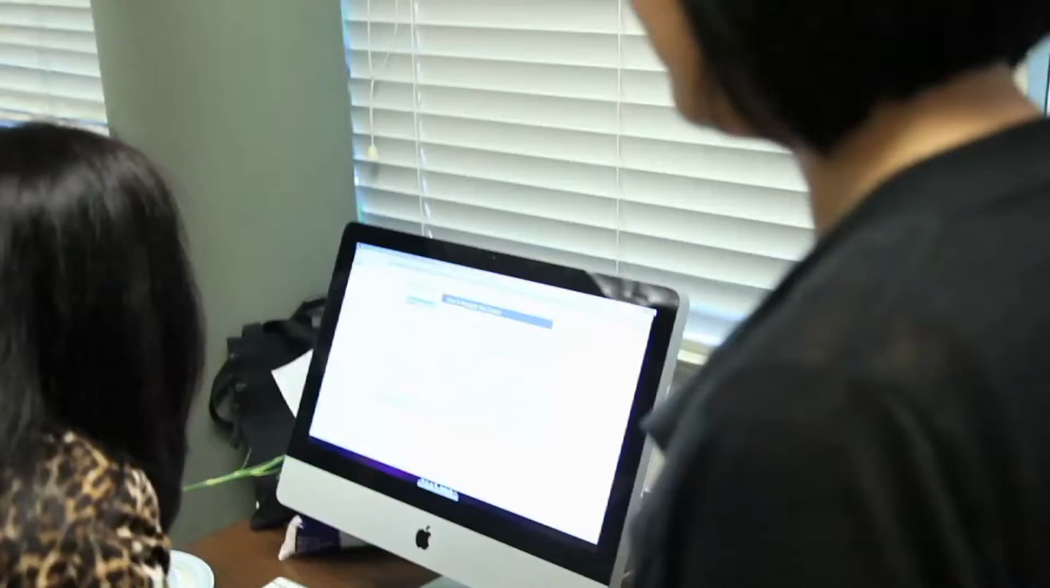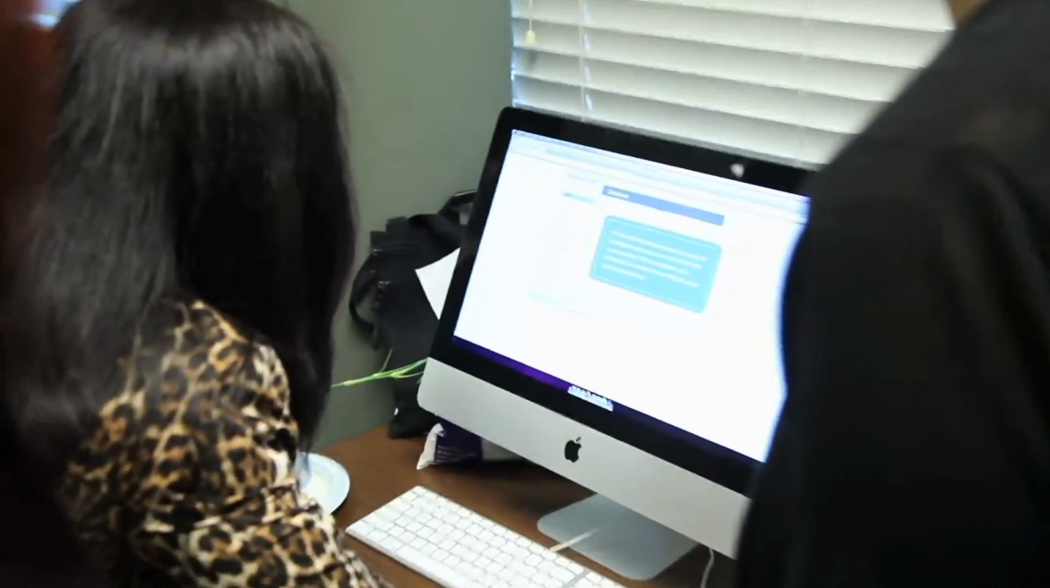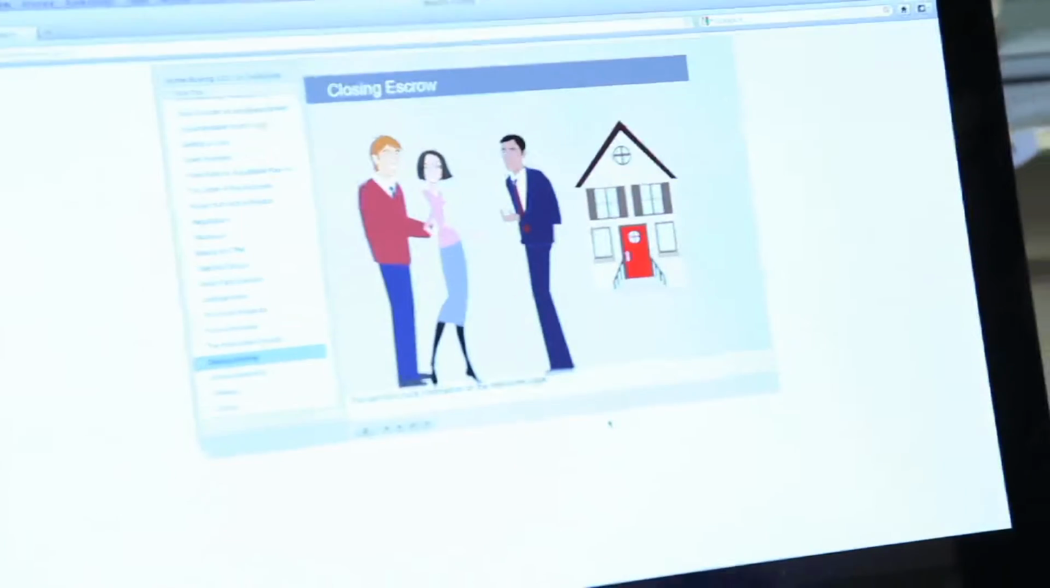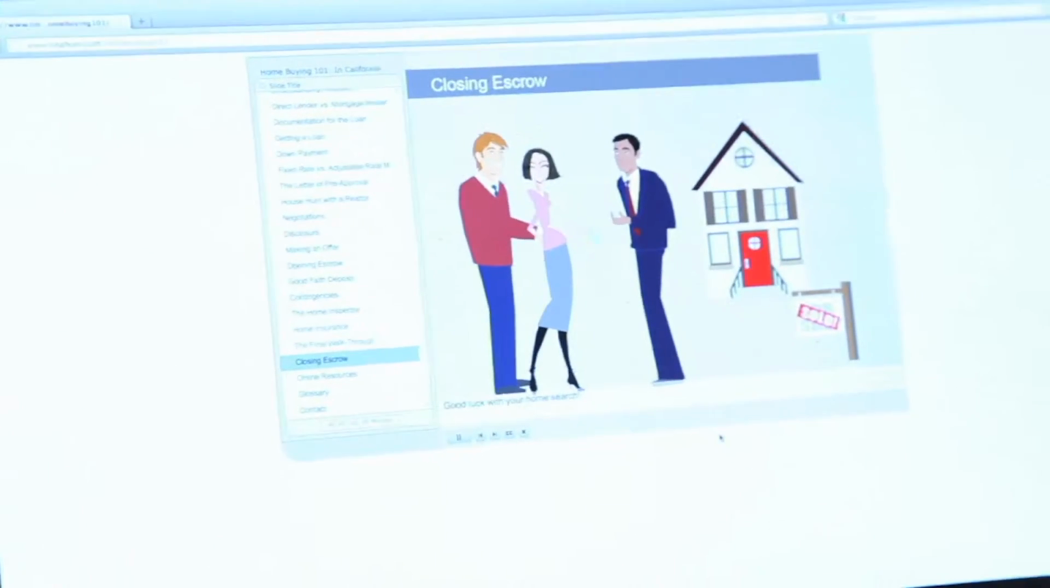My project was called Home Buying 101 in California. It focuses on learners who are first-time home buyers who are interested in buying a home in California. I focus on teaching people the steps of the home buying process and the roles of the people that they may come across and the terms, and I just kind of chunk it so it's easier to understand and give them a basic overview of the process.